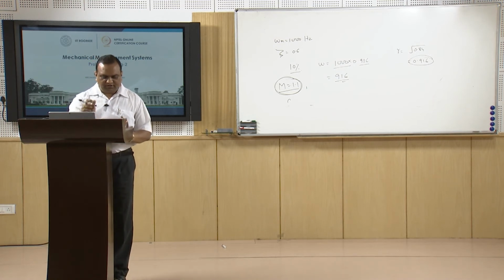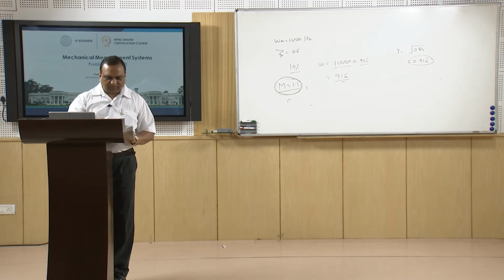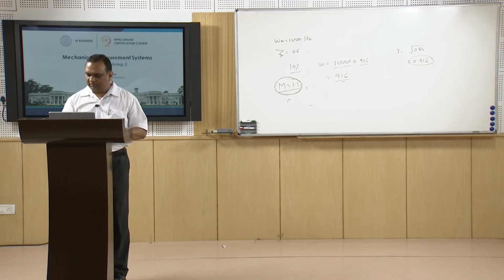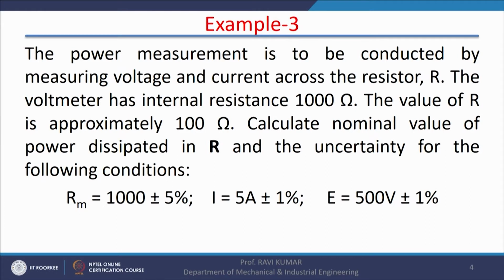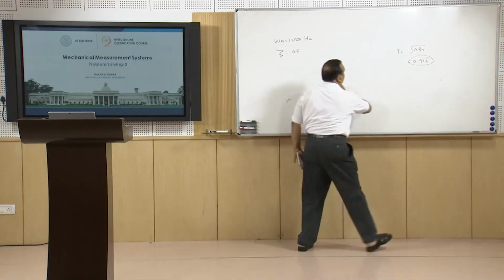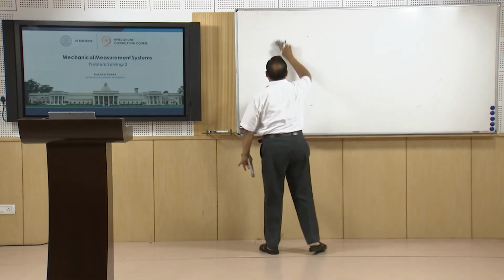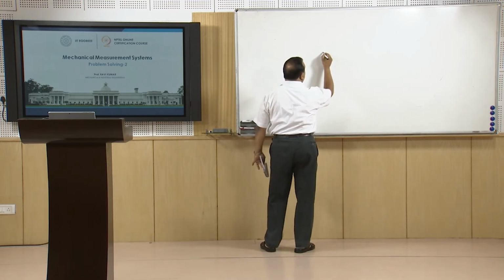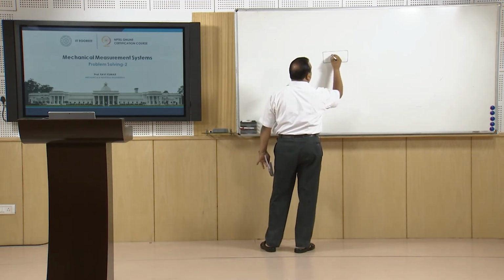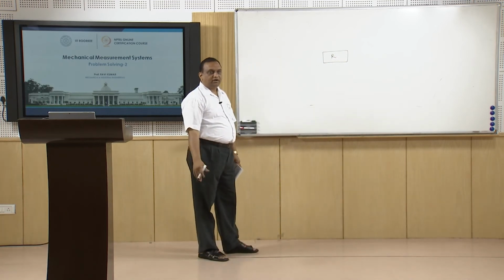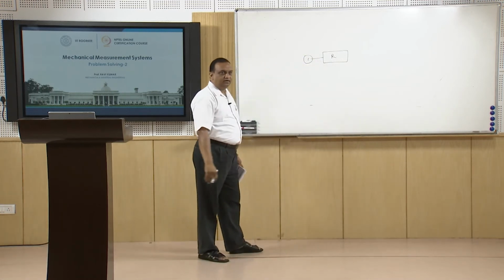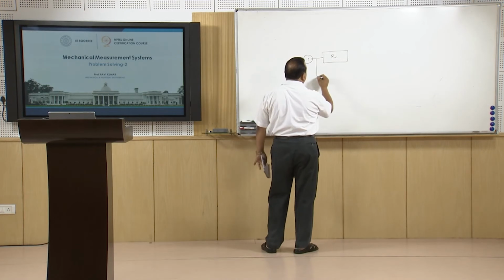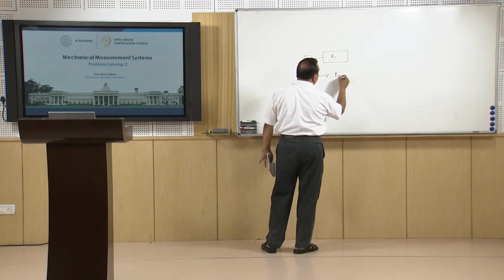Now another numerical we will take up about the estimation of error. Power measurement is to be conducted by measuring voltage and current across a resistor R. So there is a resistor R. Voltage and current have to be measured across the resistor R. So there is an ammeter, and in parallel to R there is a voltmeter, and the voltmeter will have certain resistance.